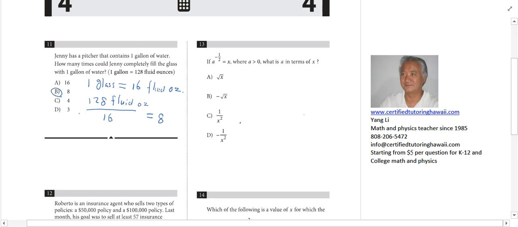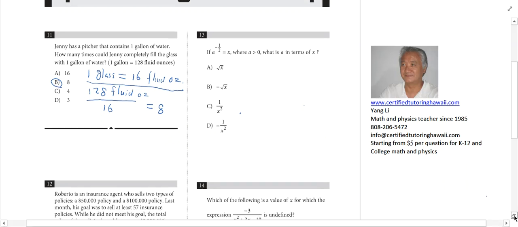Okay? But I think this question is not that complete, because they're not giving you that 1 glass is equivalent to 16 ounces. Okay? If you knew that, you can do this one. All right? Now move on. We go to number 12 now.